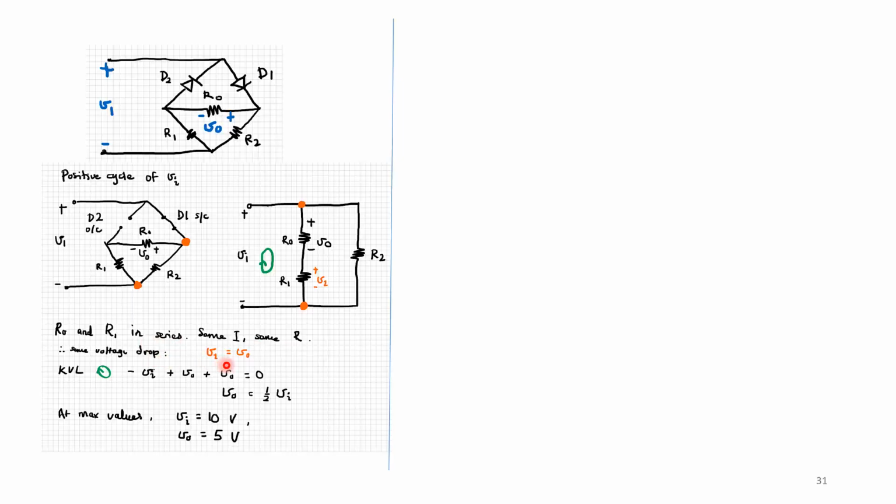So V1 is equal to V out. If I do a KVL here, I'm going to have negative V in plus V out plus V1, which is V out. So V out is equal to half of V in. At maximum values, it is given that V in is 10 volts, so V out is 5 volts. Now we will consider the negative cycle.